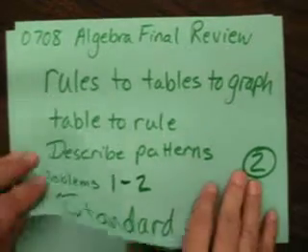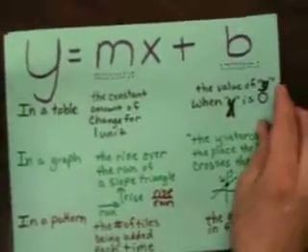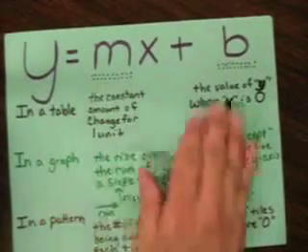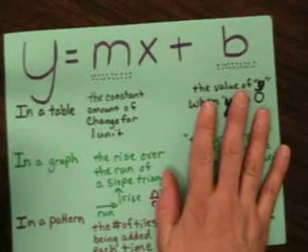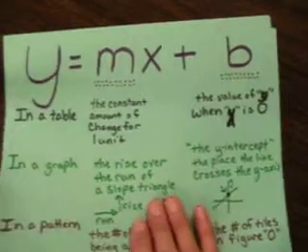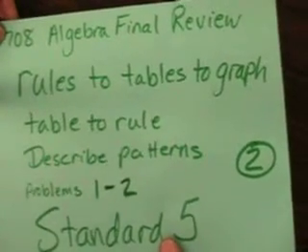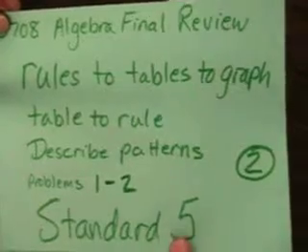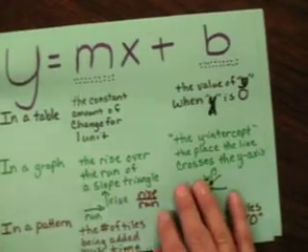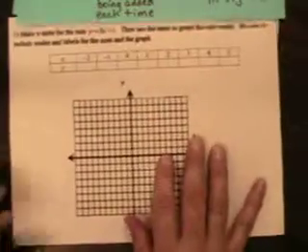I want you to remember what we talked about in the previous video, basically finding growth and finding a starting point for writing rules. So we're going to basically go over rules to tables and graphs, tables to rules, describing patterns, and so let's do those so you have some examples. I suggest you work them first, but here we go.